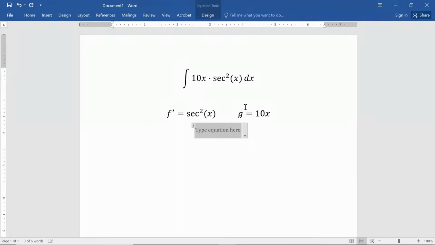In order to find the other two functions that we need to use, the g prime and the f, in order to find the f, we take the antiderivative of secant squared. The antiderivative of secant squared is tangent plus any constant, but we use a constant of 0 to make things a little bit easier. The derivative of 10x is 10.